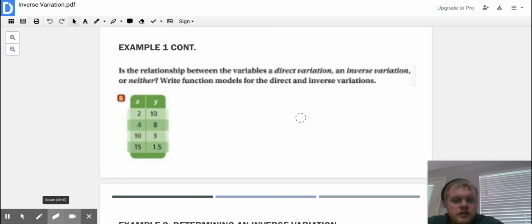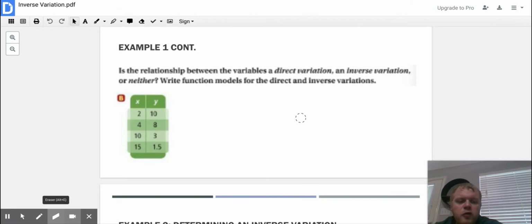So here is our table. Same thing as we see, as one increases, the other one should be decreasing here. From here, I'm going to do the same thing. I'm going to multiply all those numbers times each other. So if I were to multiply them here, I would get 2 times 10, which would give me 20, 4 times 8, which gives me 32, 10 times 3, which gives me 30, and 15 times 1.5 gives me 22.5.